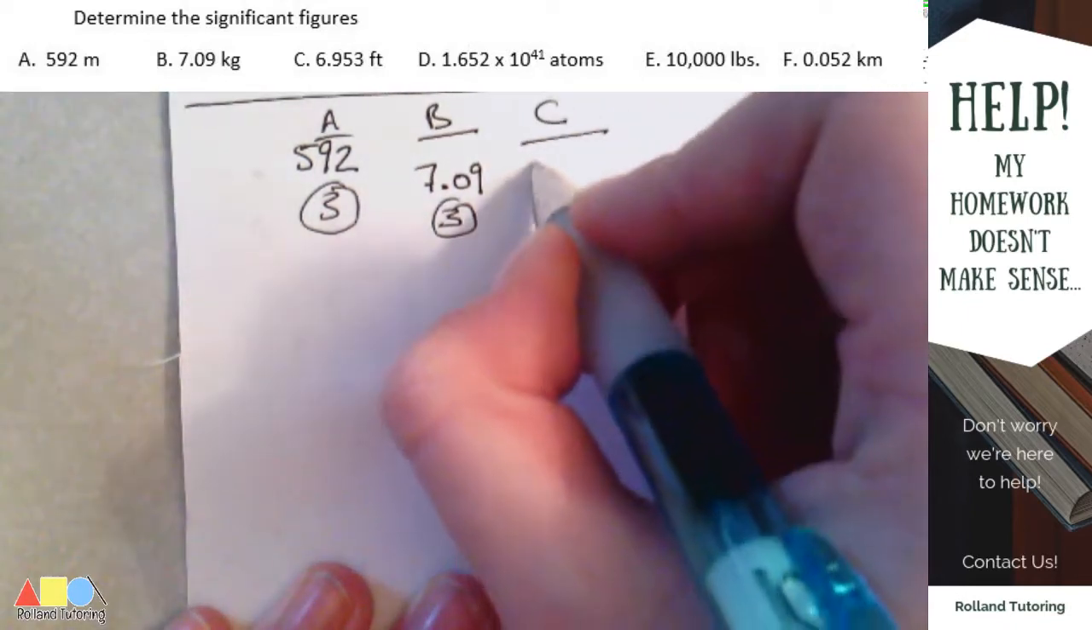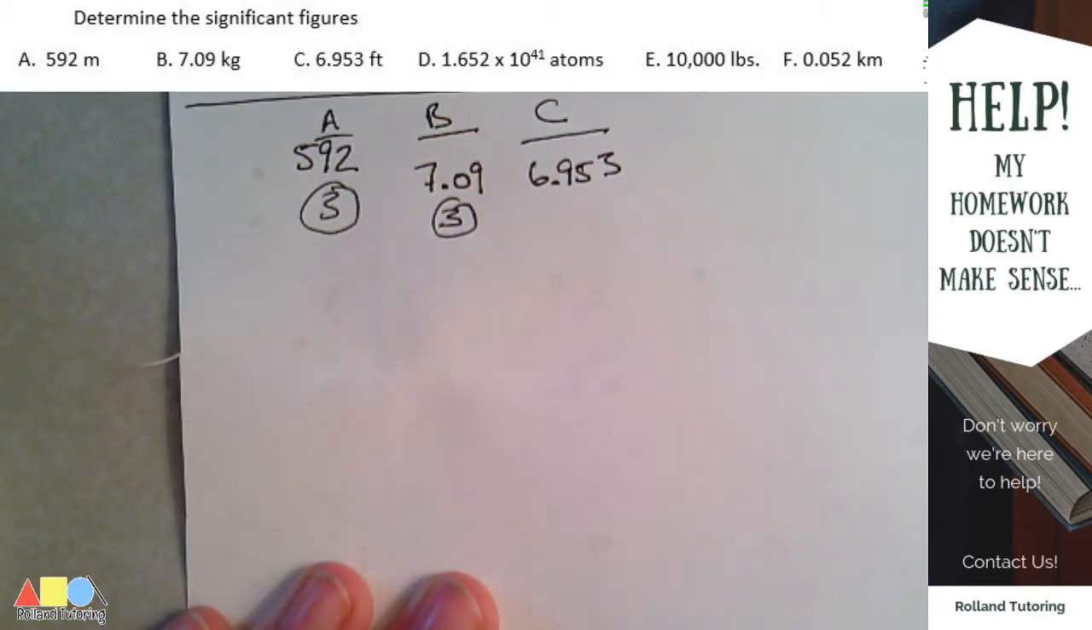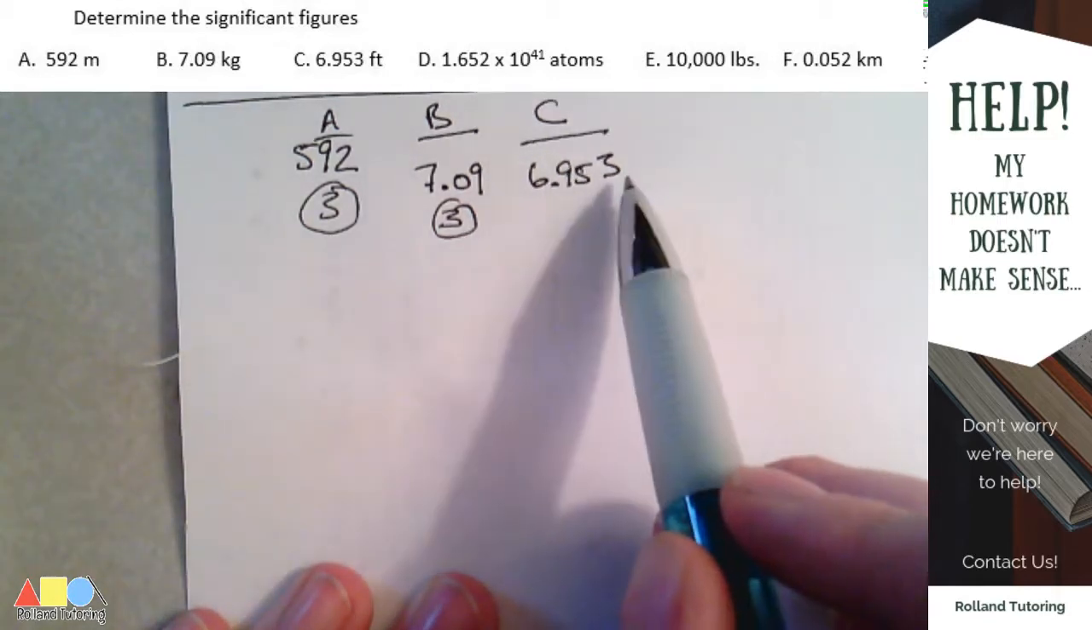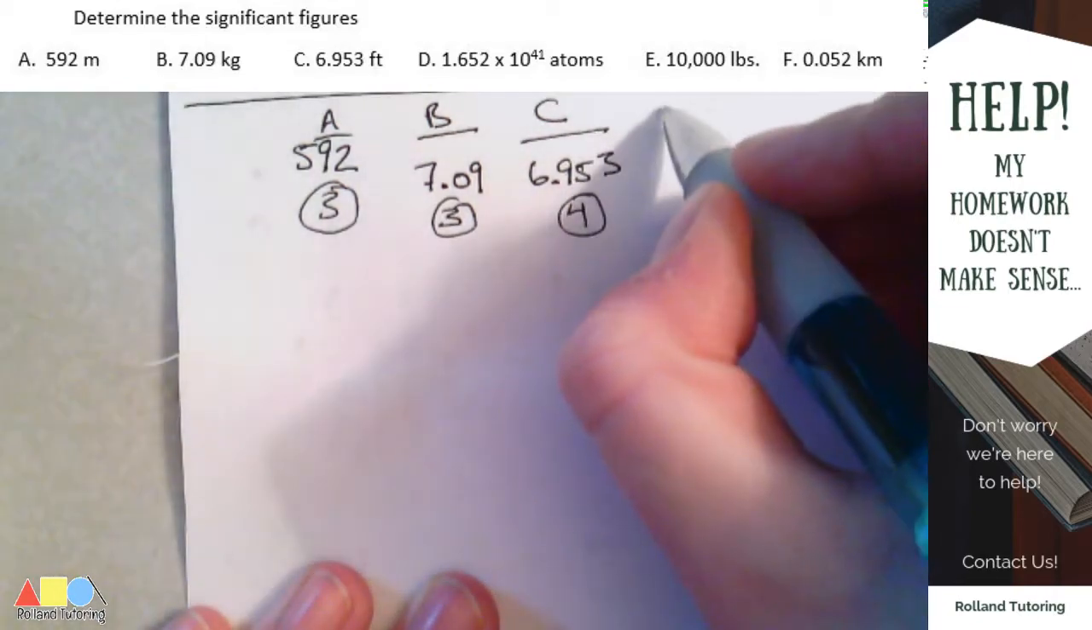C, we have our 6.953, and here we would have to say that there are 4 because none of these are 0. It doesn't lead with a 0, it doesn't end with a 0, so there are 4 significant figures.